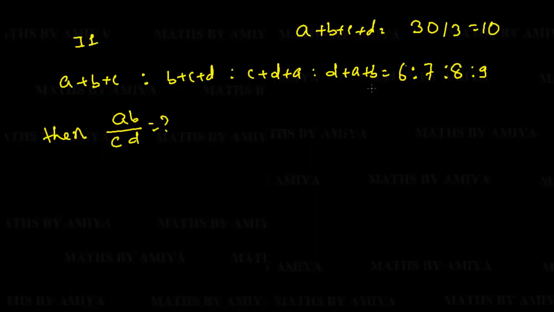Gap of 10 and 6 is 4, 10 and 7 is 3, 10 and 8 is 2, 10 and 9 is 1. So these are the gap ratio. And what is the missing? Among A, B, C, D, missing is D. So D is represented by 4.